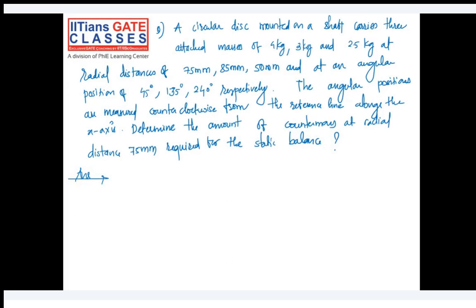Okay. So basically, I'll just give you a rough figure of it to understand your situation here. We have one mass of 4 kg at an angle of 45 degree. Then we have 3 kg at 135 degree, and then we have 240 degree, and it is 2.5 kg.